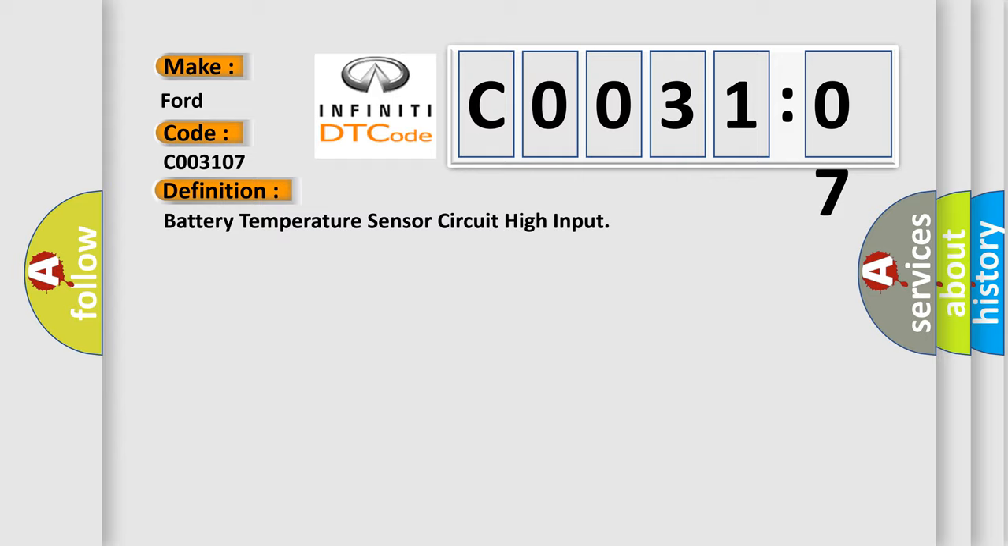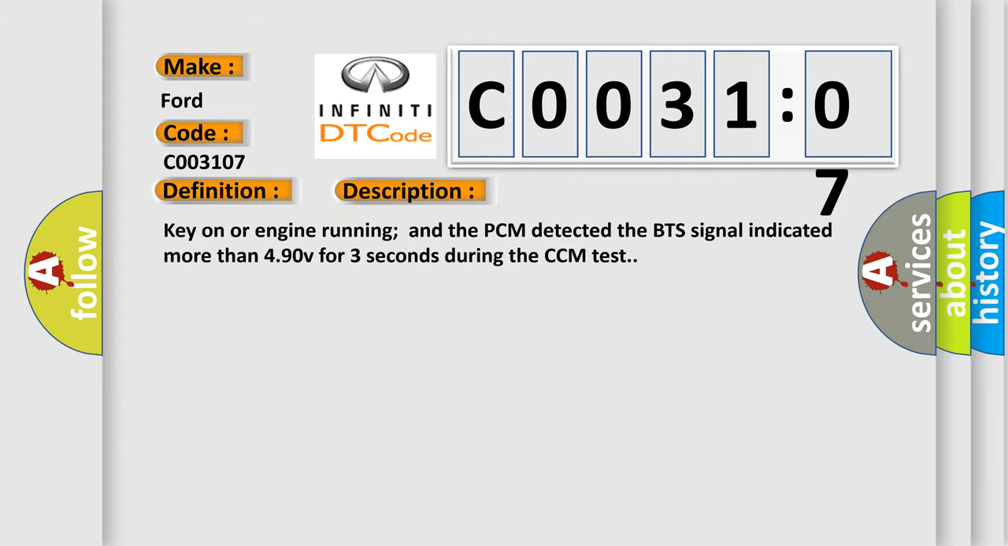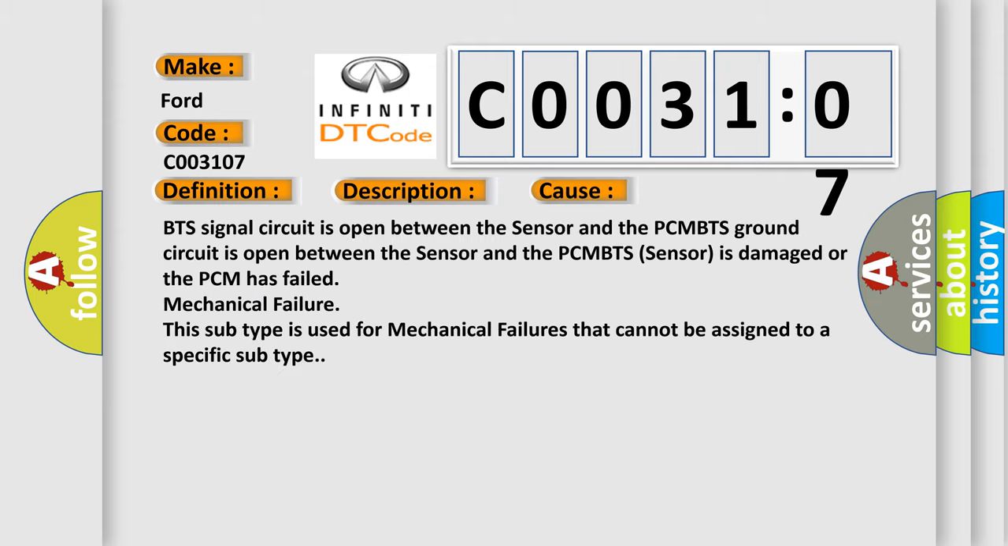And now this is a short description of this DTC code. Key on or engine running and the PCM detected the BTS signal indicated more than 4.90V for 3 seconds during the CCM test. This diagnostic error occurs most often in these cases: BTS signal circuit is open between the sensor and the PCM, BTS ground circuit is open between the sensor and the PCM, BTS sensor is damaged or the PCM has failed. Mechanical failure. This subtype is used for mechanical failures that cannot be assigned to a specific subtype.